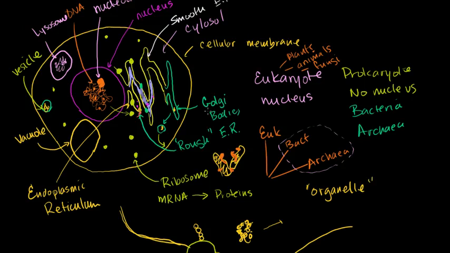Organelle. It's just a membrane-bound subunit of a cell, just like my liver is a subunit of my body, an organ. An organelle is a subunit of a cell. So a vacuole is just a general term for a membrane-bound organelle that stores stuff inside of our cell.